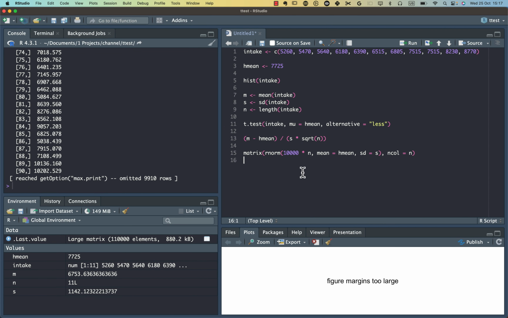And then what people typically do is use some combination of apply or, I think the other one is sweep, or functions like this that don't really tell you exactly what's going on under the hood here.